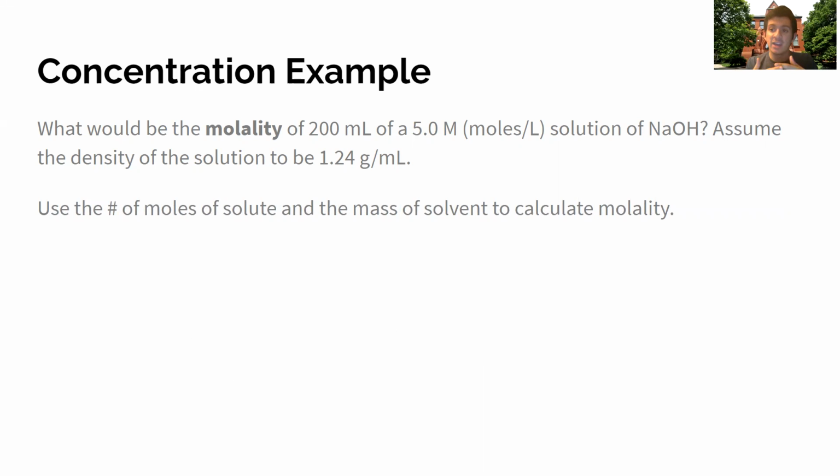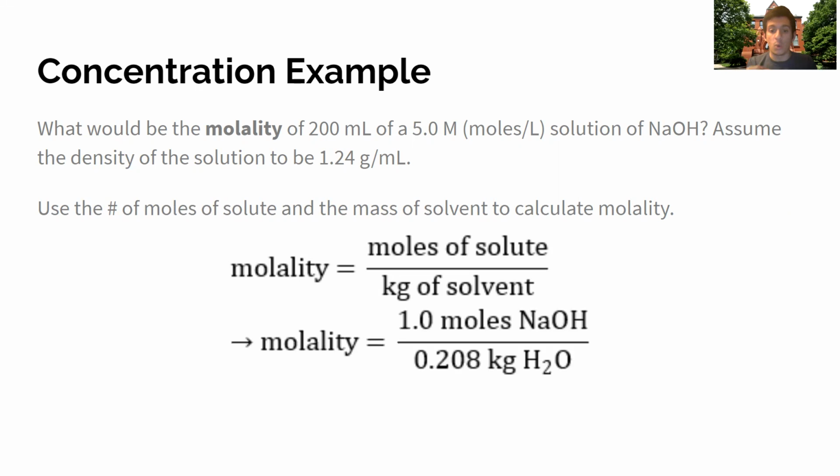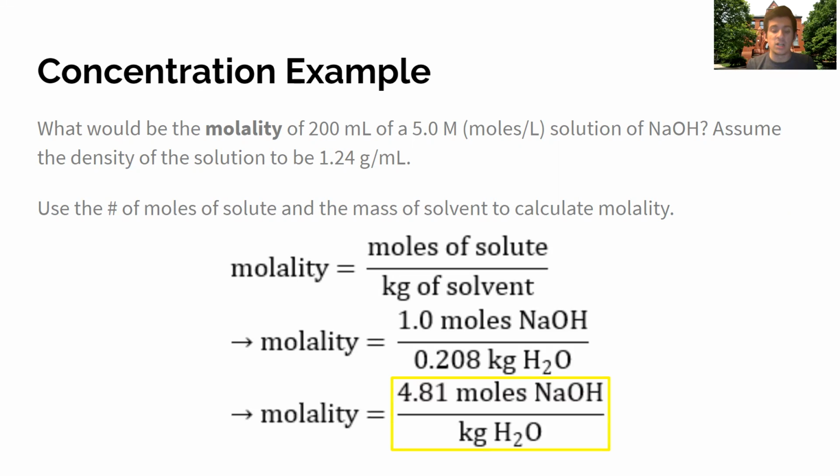Now that we went ahead and solved for the number of moles of solute and the mass of the solvent, we can now use the definition of molality to solve for it. Molality is going to be 1.0 moles of NaOH, that's the value we solved at the very beginning, and 0.208 kilograms of H2O, that's the mass that we found. Dividing those two, you're going to get 4.81 moles of NaOH per kilogram of H2O, and that will be your molality. Sometimes units of molality are represented by just a lowercase m, but this is a good way to just remember that it's moles of solute per kilogram of solvent.